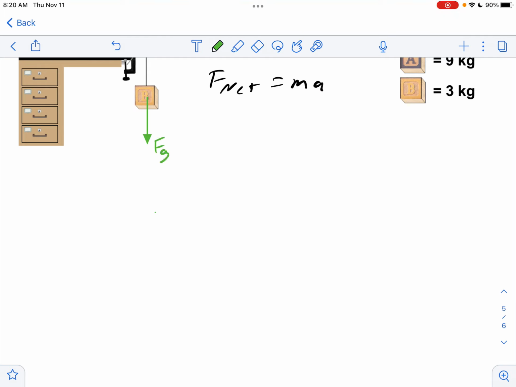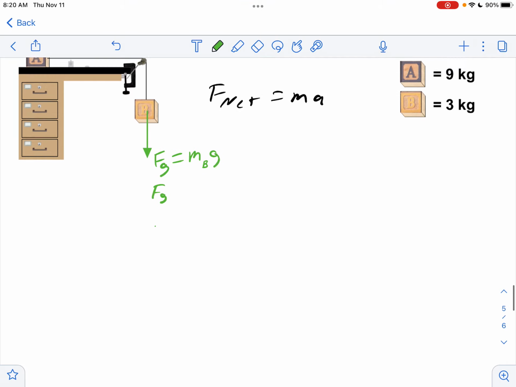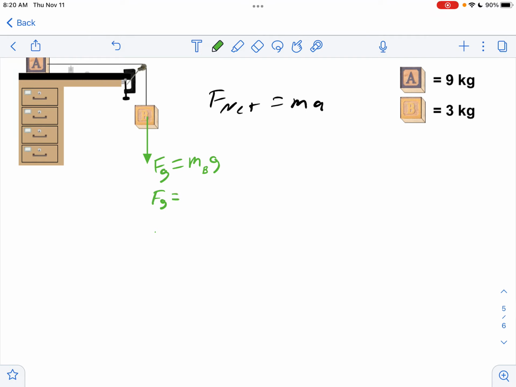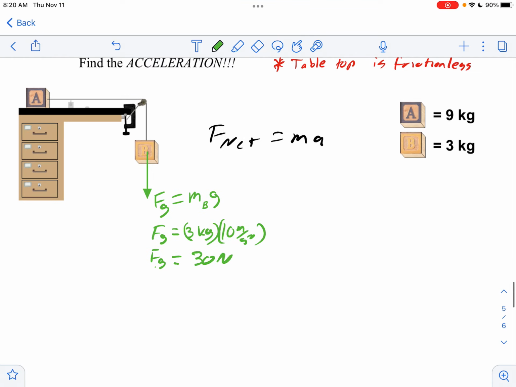The way that we would get the weight of block B is we would take its mass and multiply that by the acceleration of gravity. Let's do that really quick. Block B is 3 kilograms, so I have 3 kilograms times gravity. I'm just going to use 10 to keep our numbers as simple as we can. So the weight of block B is 30 newtons. I have a force of 30 newtons pulling down on block B.